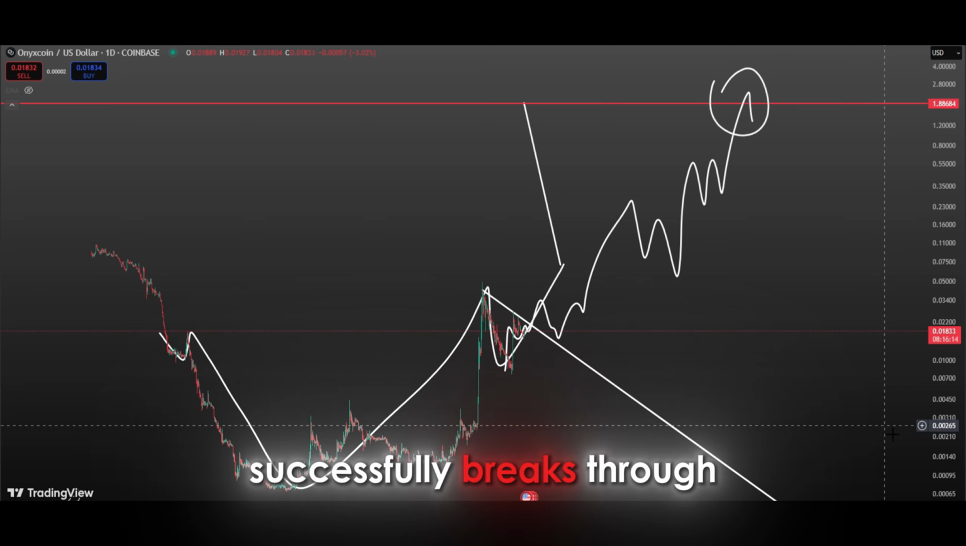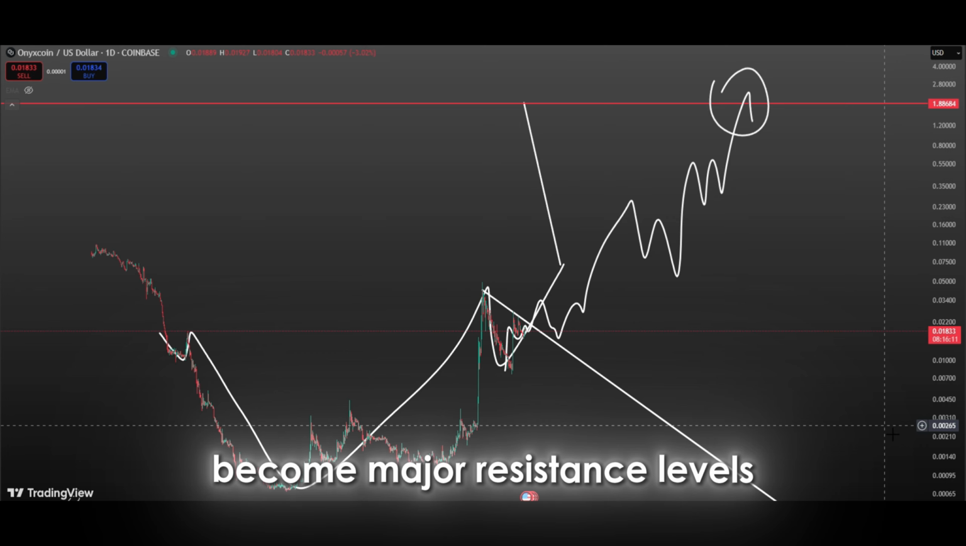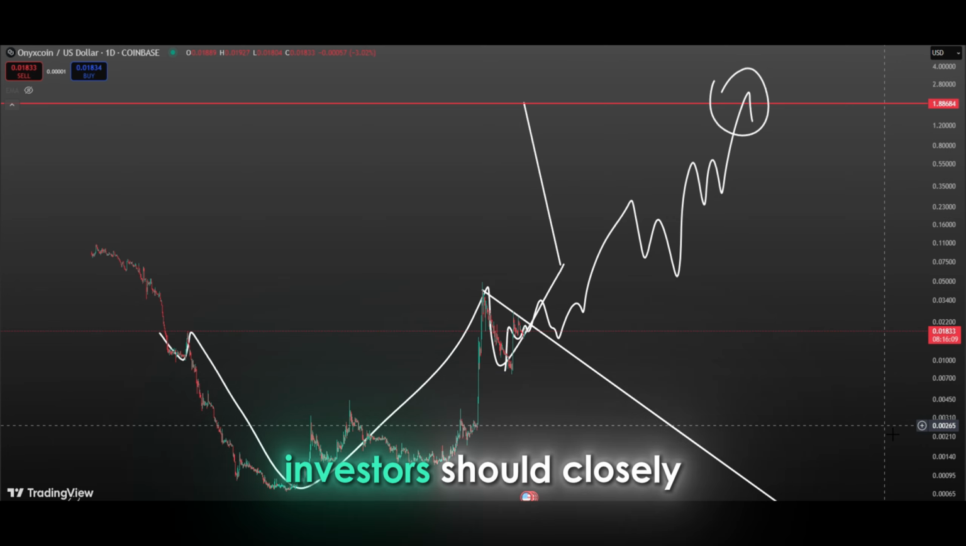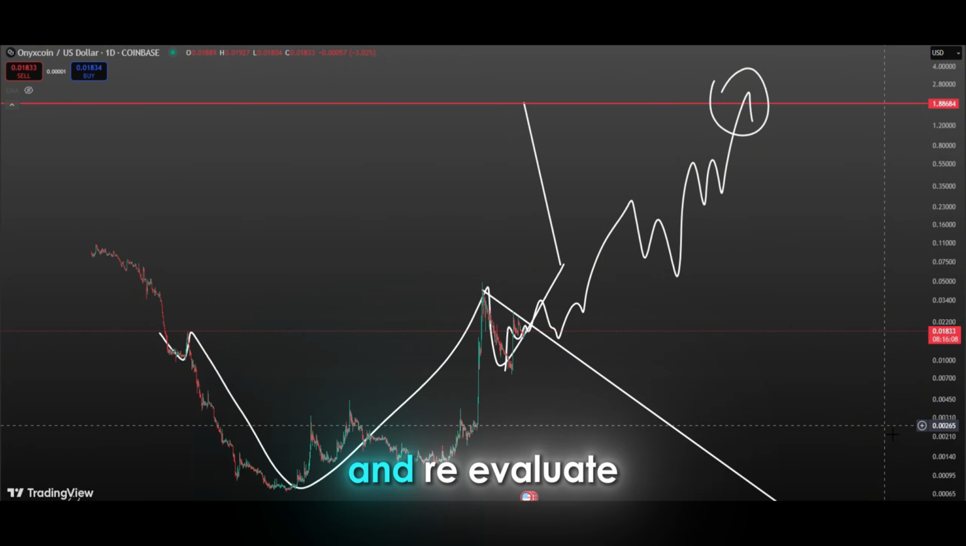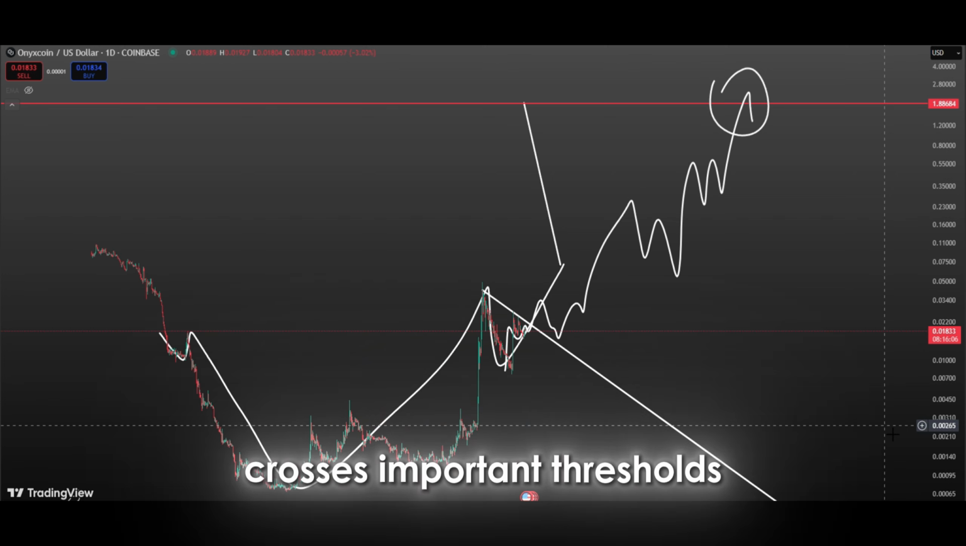If the price successfully breaks through this critical level and moves toward the $2 target, these levels will not only serve as short-term goals, but also potentially become major resistance levels that define the market's broader direction. Investors should closely monitor these key levels and reevaluate their trading strategies as the price crosses important thresholds.